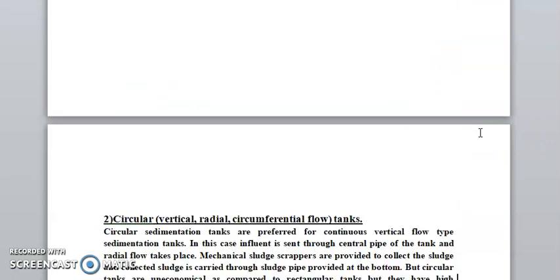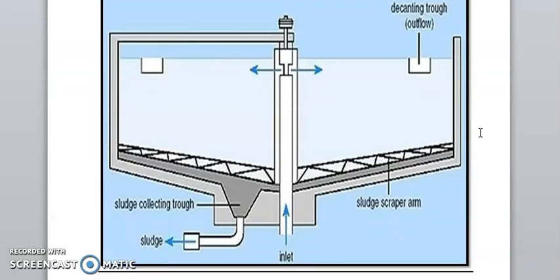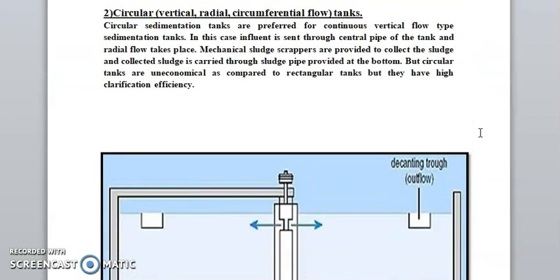This is the circular sedimentation tank. Continuous velocity flow through the sedimentation tank is preferred. In this case, influent is sent through the central pipe of the tank. Radial flow takes place. Mechanical sludge scrapers are provided to collect the sludge and carry it to the sludge pipe provided at the bottom. But circular tanks are uneconomical compared to rectangular ones, though they have high clarification efficiency.